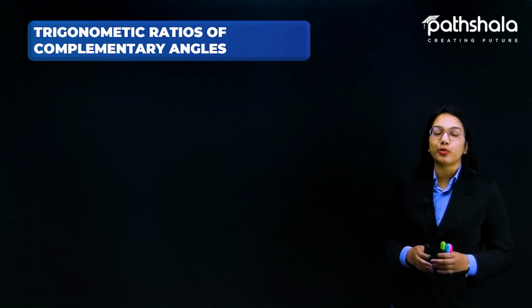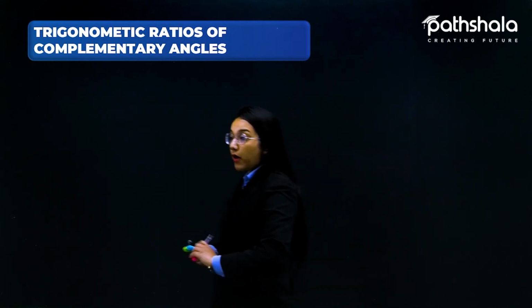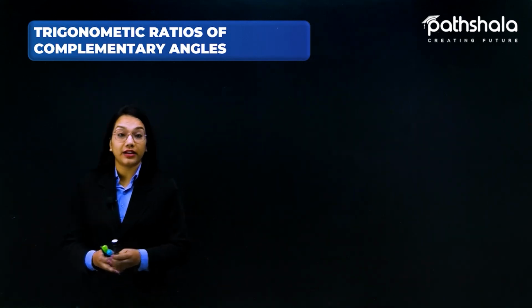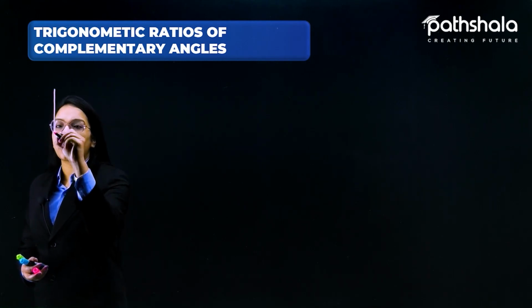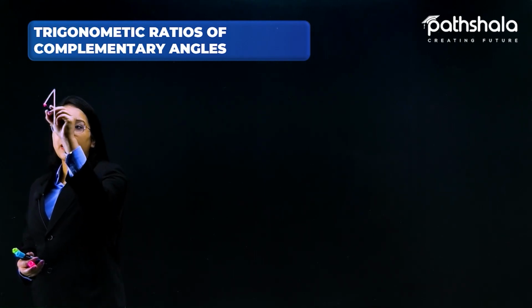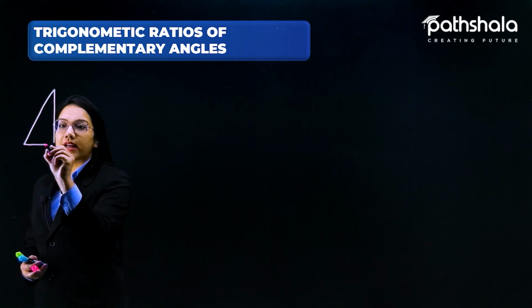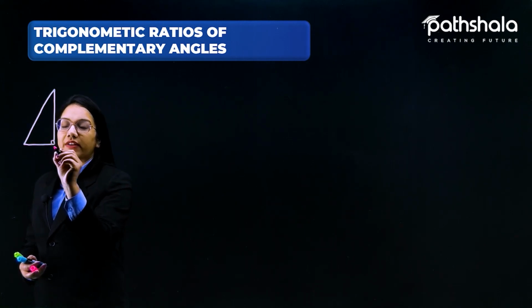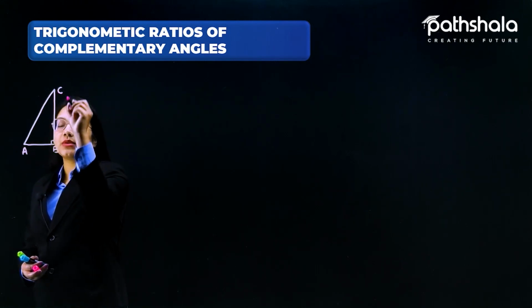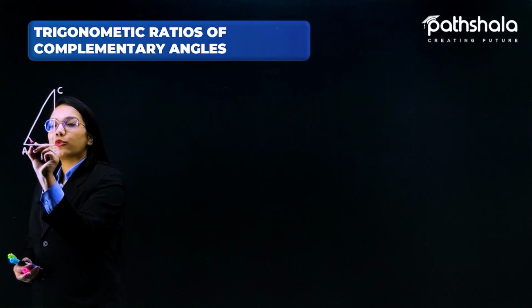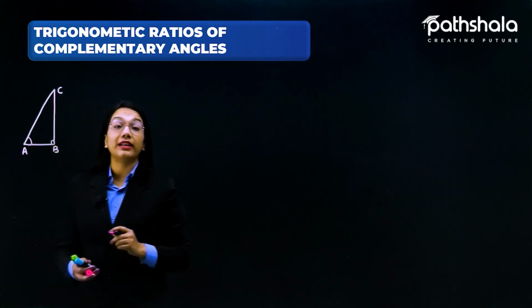Now moving on further with the complementary angles, we will discuss the trigonometric ratios of the complementary angle. Let us suppose this is my right angle triangle, right angled at B. I am calling one vertex A and another vertex C. First of all, I am talking about the angle A.